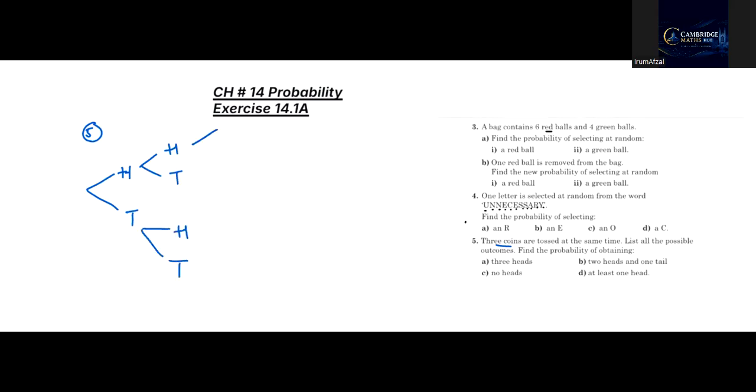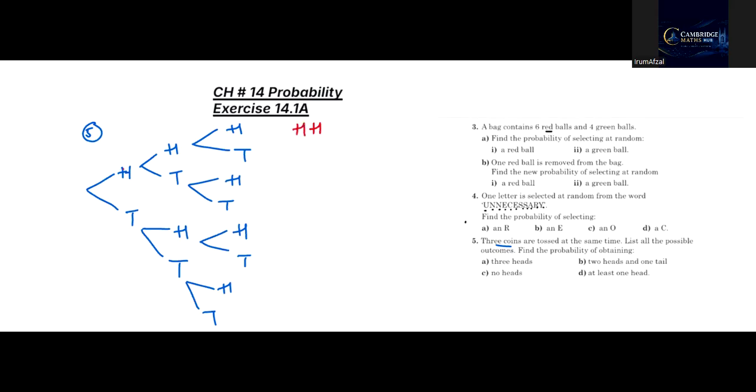With every branch, you need to make two more branches. Head, tail, head, and tail. So in this way, we have 3 coins' possibilities. Now just list every possibility. For example, for the first one, head, head, head. This is your first: head, head, head.